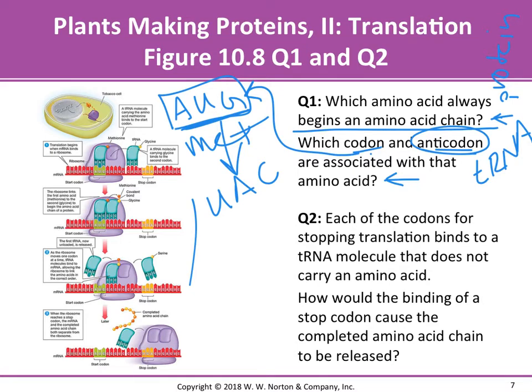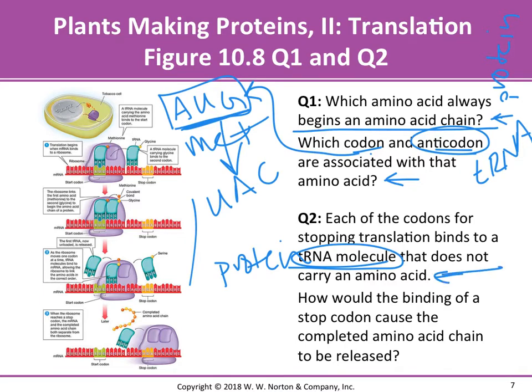Each of the codons for stopping translation binds to a tRNA molecule that does not carry an amino acid. Oh boy. This is bad. I just found a gigantic mistake in our book. It's not really a tRNA. It's another protein that does the stopping. It's a release factor. But whatever, I guess we're non-majors. We're trying to make it simple. It doesn't have an amino acid.